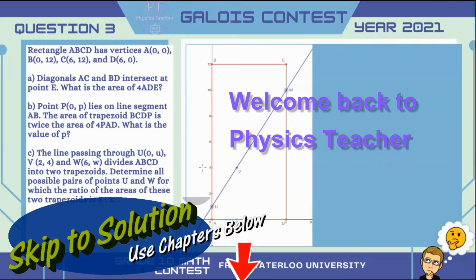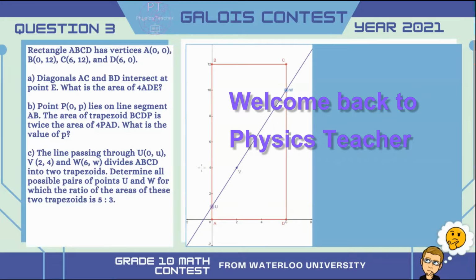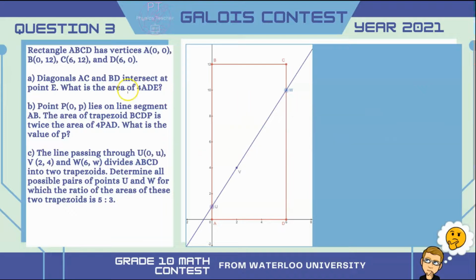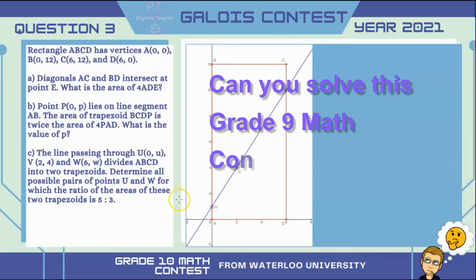This is a grade 10 Math Galois contest question. It's question 3 from 2021. There's 3 parts to this question. All parts have to do with this rectangle ABCD, which has the following vertices.